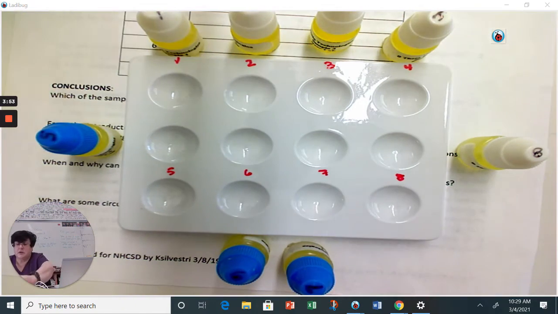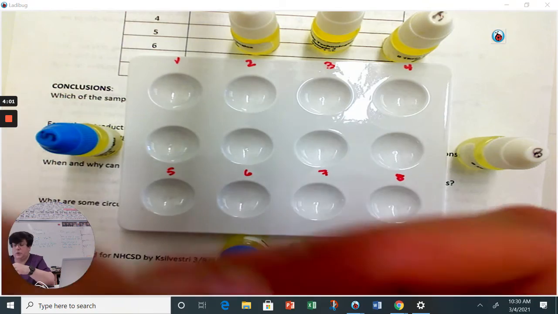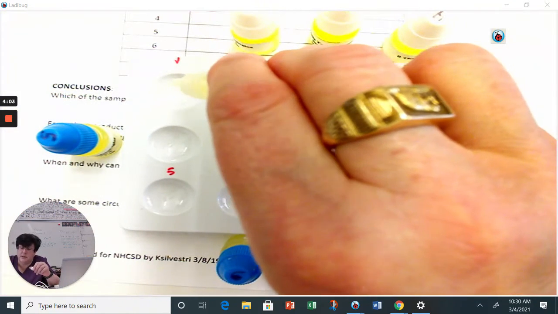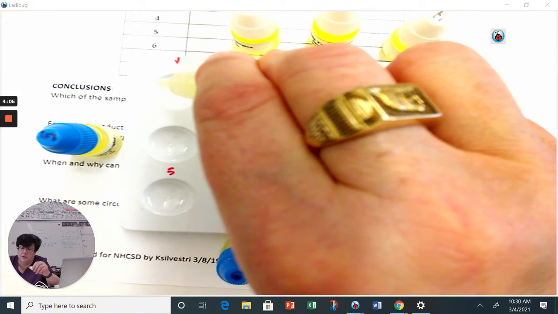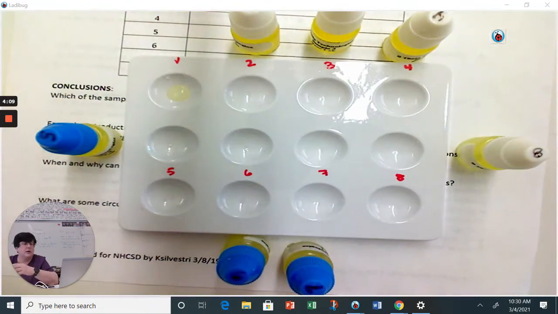So it says add a drop of the urine, or 2 drops of the urine. So I'm going to take my urine, not mine, but the sample urine. Okay, it's simulated. That's why I don't have gloves on. So put a couple drops in each well.